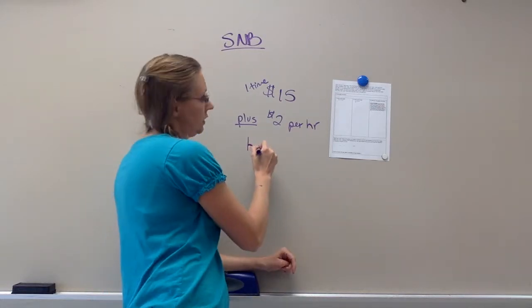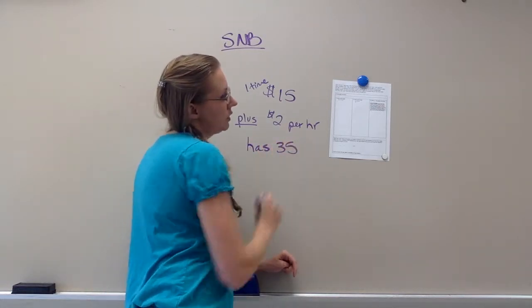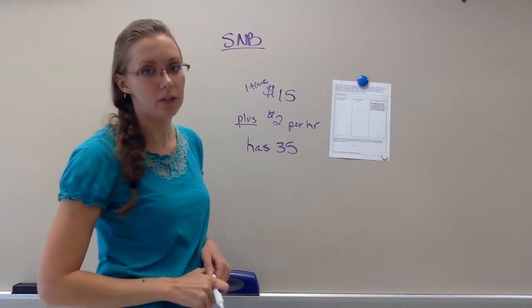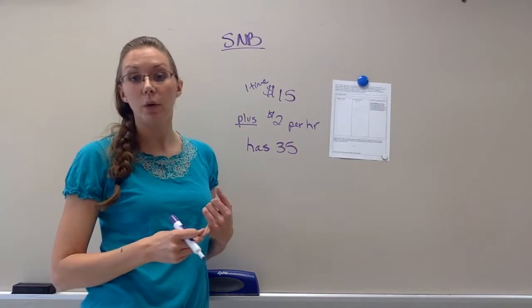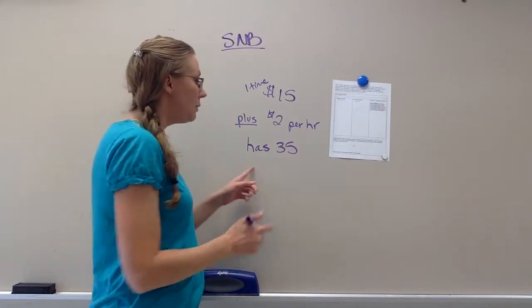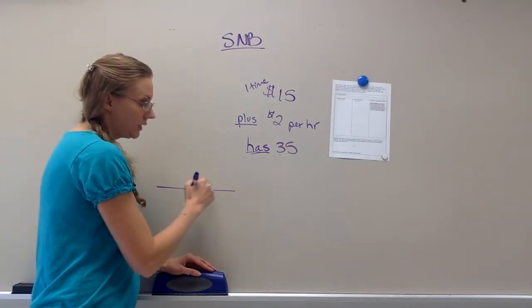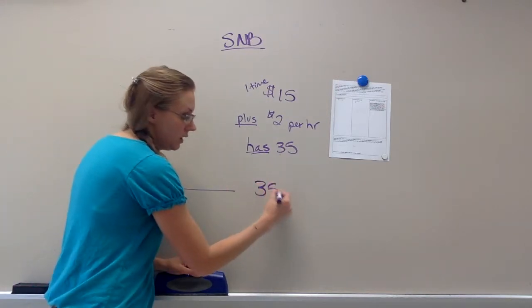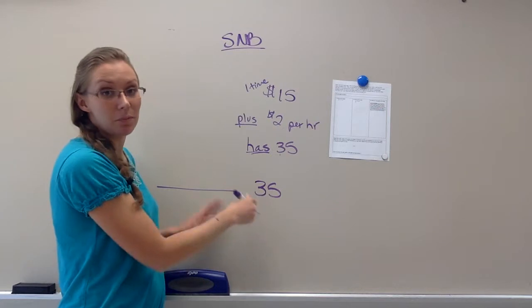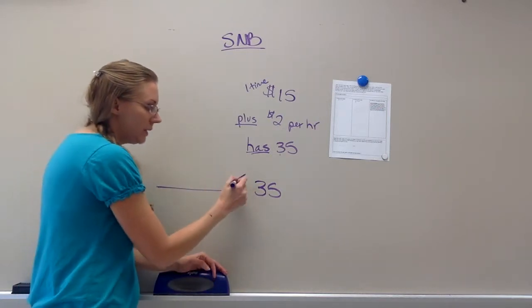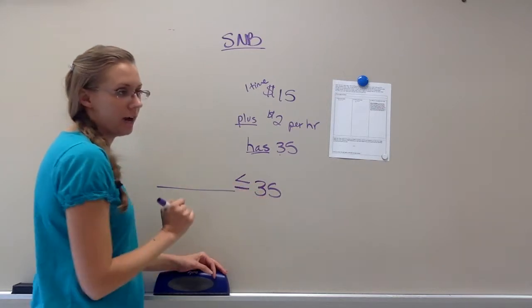Jay has $35 to spend. What is the maximum amount of time that he can rent the metal detector? And the directions are to write an inequality and solve. Okay? Being that he only has $35, the amount of money he has to spend is going to be on one side, and the amount of money that he has is going to be on the other side of our inequality. This amount is going to be less than or equal to the 35.